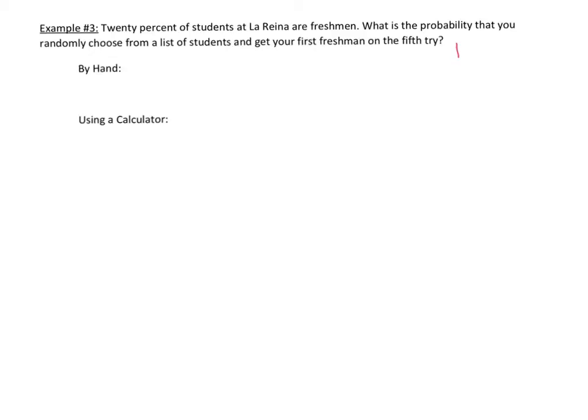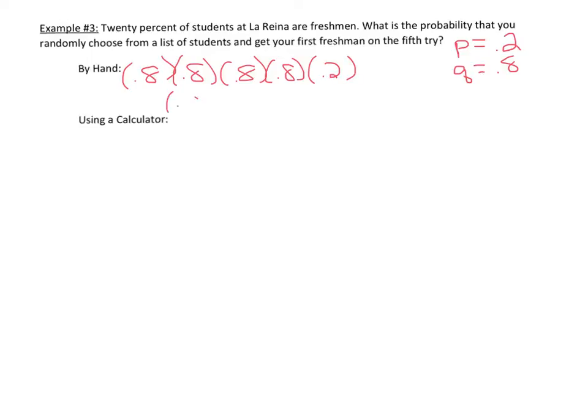And just a side note, our P here, our probability of success, is 20%. In this case, success would be getting a freshman. Our probability of failure would be 80%, or 0.8. So what we're going to do is figure this out by saying, okay, the first 4 times we're getting somebody who's not a freshman, I'm going to write that as 0.8 times 0.8 times 0.8. But the last time we're getting a freshman, so that would be 0.2. If you want to write this shorter, feel free to write it as 0.8 to the 4th times 0.2.